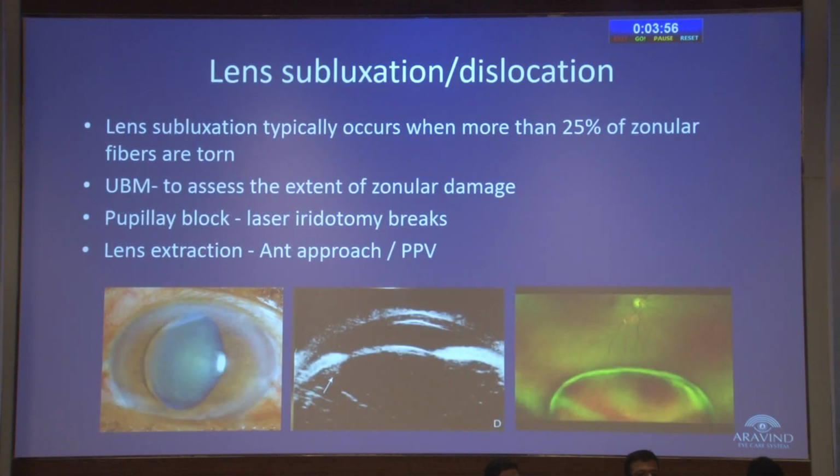Regarding lens subluxation and dislocation, if the patient is going to have more than 25% of zonular rupture, then lens subluxation may be present. If the zonular rupture is relatively severe, then the patient may manifest with either anterior or posterior dislocation of lens. And UBM can be used to assess the extent of zonular damage. If there is impending or established pupillary block, then laser iridotomy is very important. If the patient is having a dislocated or a subtotal subluxated lens, then we preferably do a cataract extraction either by anterior approach or by a pars plana approach.